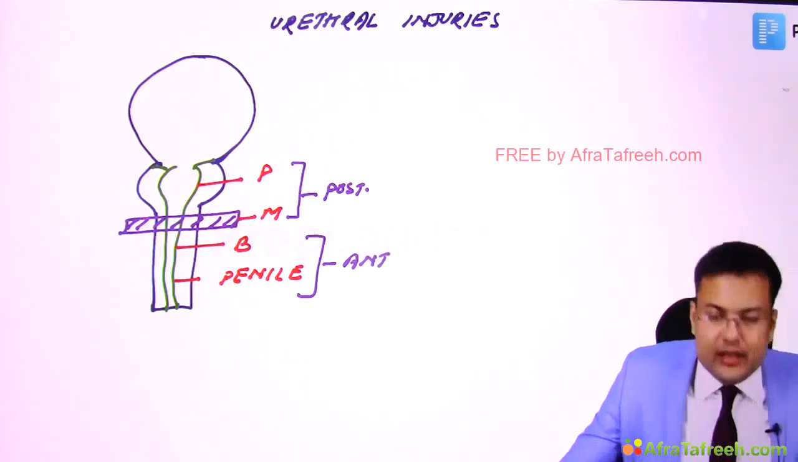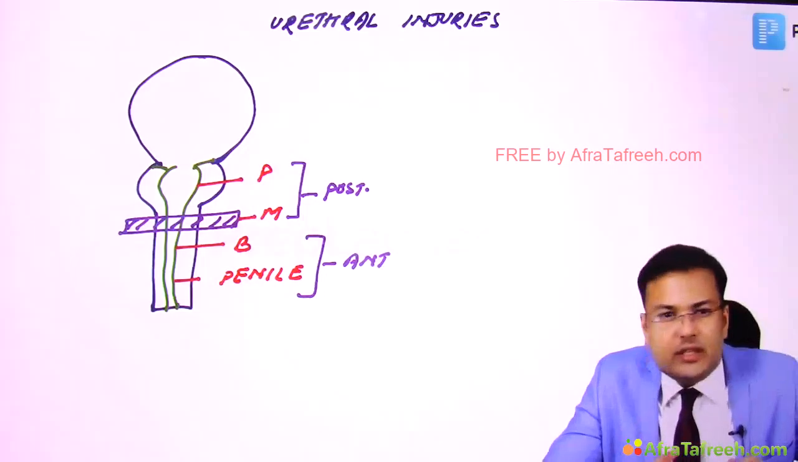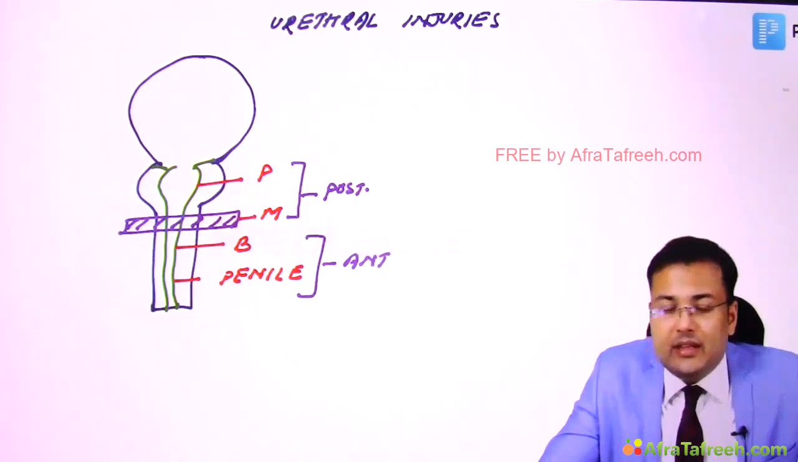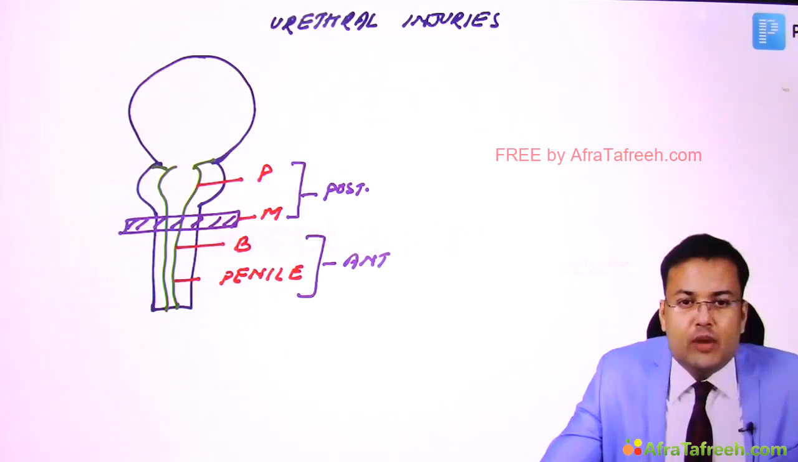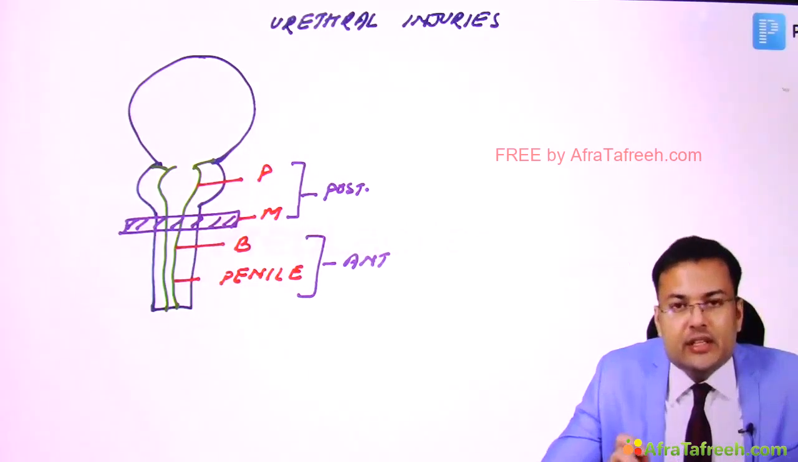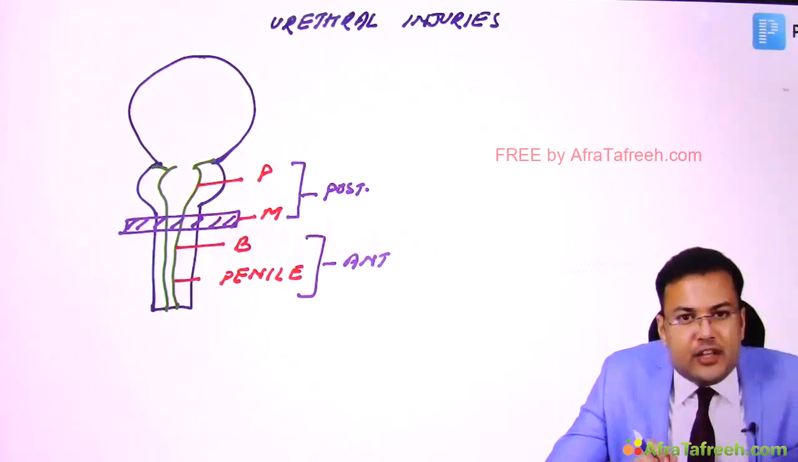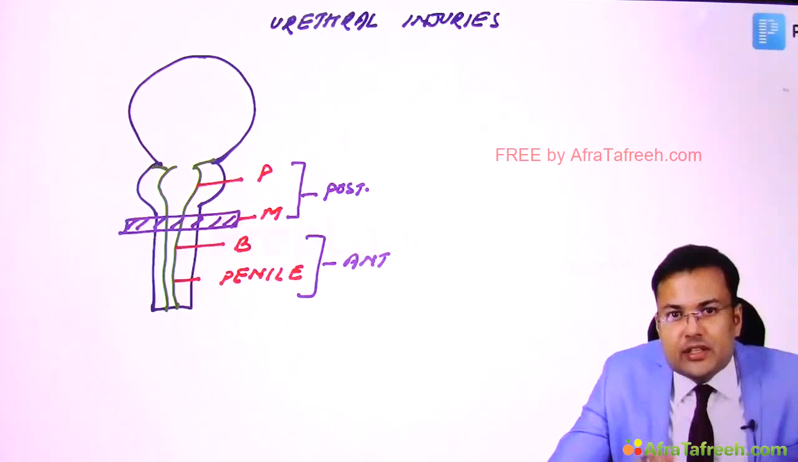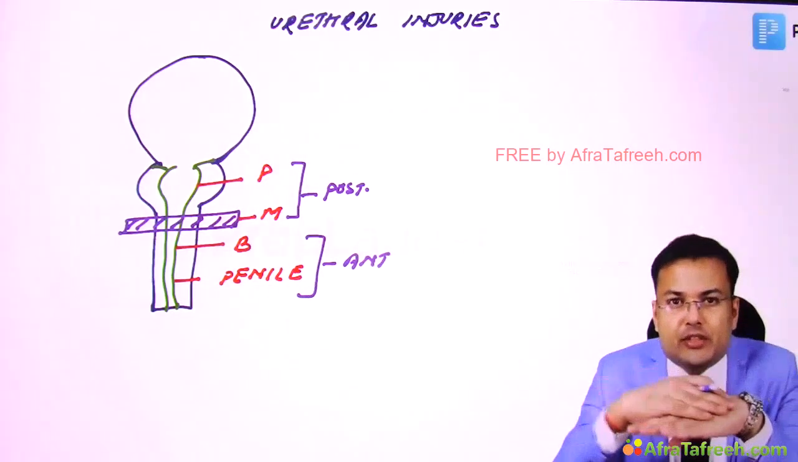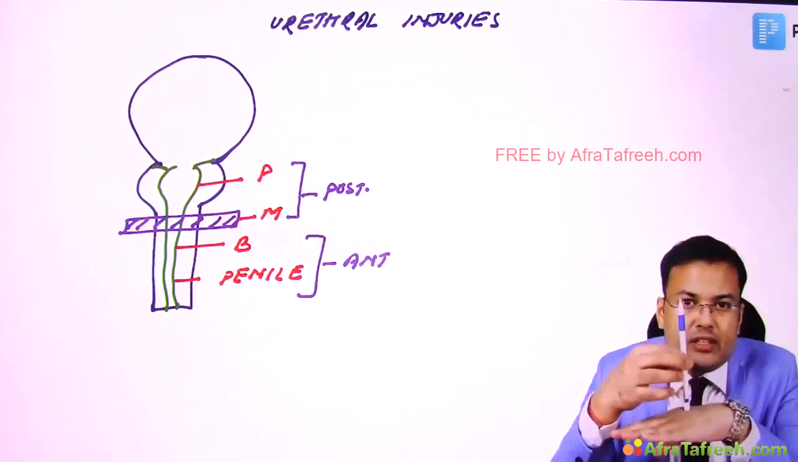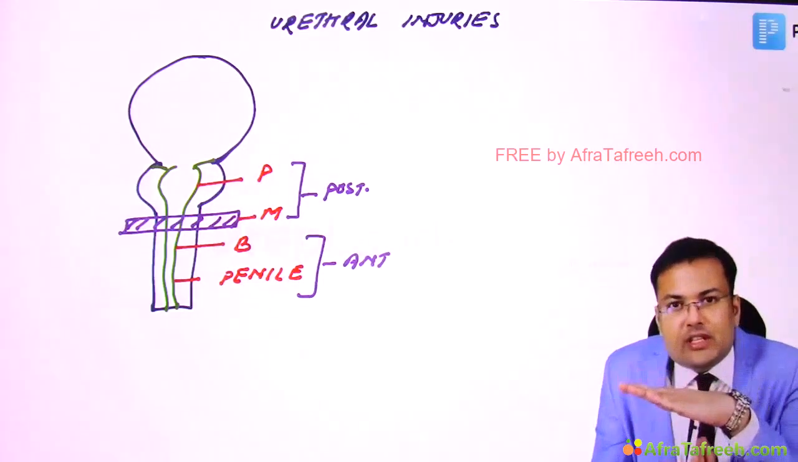Simple. Now there can be posterior urethral injuries, there can be anterior urethral injuries. Which one is more common? Posterior urethral injuries are more common. Okay. Now, generally, what is the site of injury in posterior urethral injuries? See, suppose this is the membranous urethra. Above membranous urethra, this is what? Prostatic, and below it is bulbar.